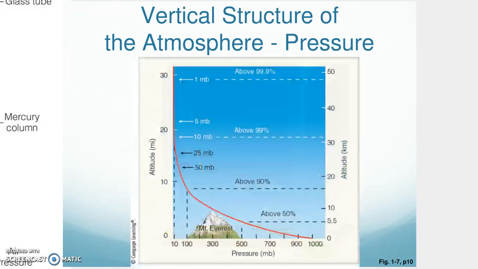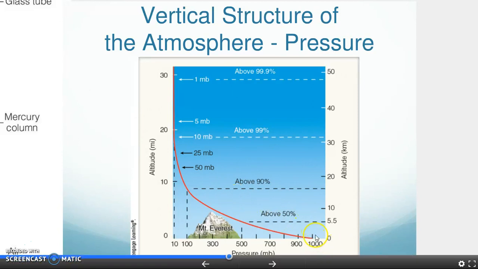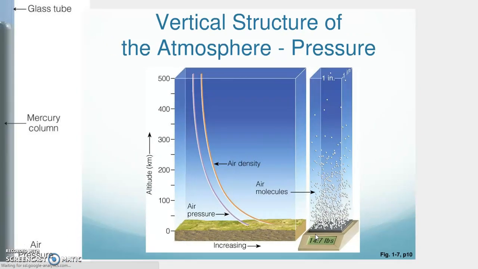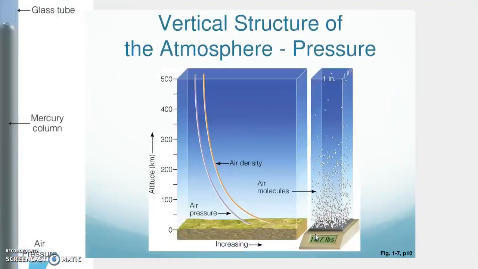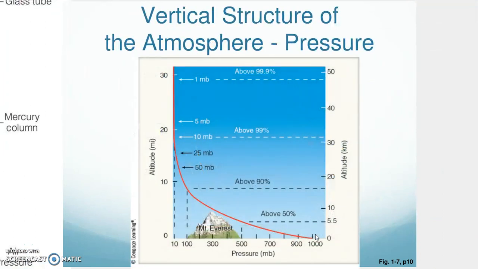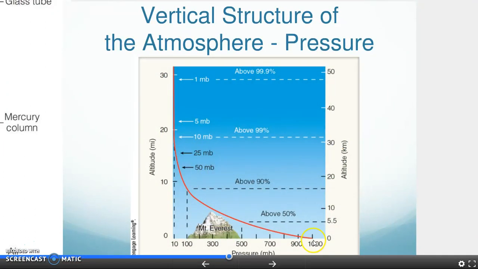Okay, so what does this look like for our atmosphere? Here's a great look at what it might look like in our atmosphere. Here at the surface, we have a pressure of about 1,000 millibars. Remember the last slide, 1,013.25 millibars. Right there. That's one standard atmosphere. We often round that to just 1,000 millibars just for estimating. So at the surface, it's about 1,000 millibars.